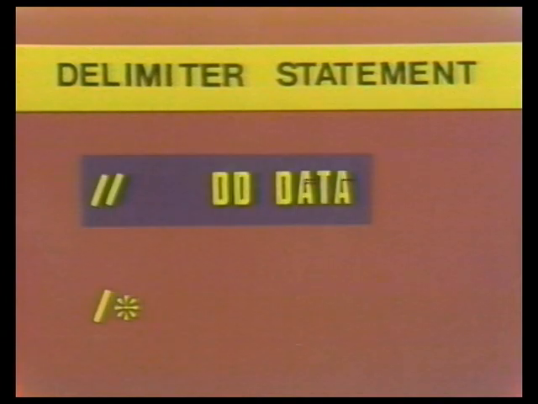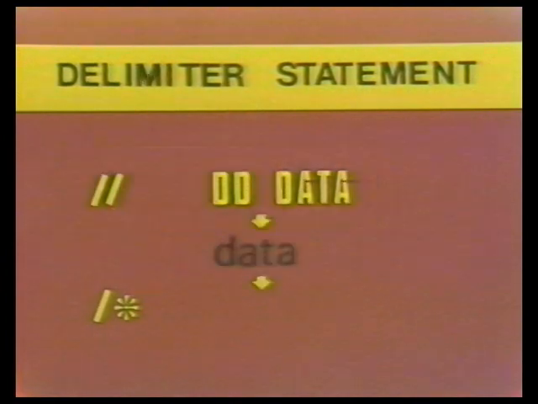Now we'll cover the delimiter statement. It looks like this. The delimiter statement is used in combination with a special data definition statement. This statement means that all following cards up to the delimiter statement are treated as data. This is useful when you want to read JCL cards as data, or when you don't know whether your input data cards have slashes in columns 1 and 2.